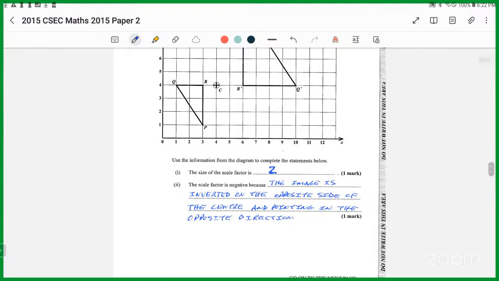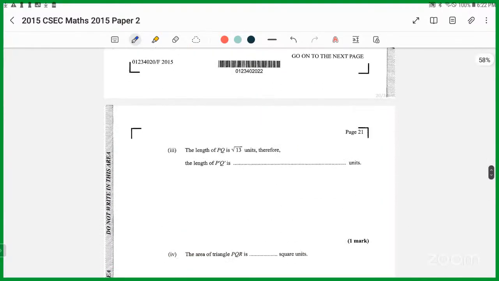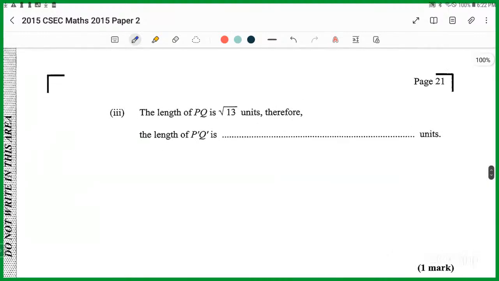Yes, sir. Alright, good. Down here it says the length of PQ is root 13. Therefore, the length of P prime Q prime. I want the length of the image. Remember, for enlargement, the length of an image is the scale factor times the corresponding length of the object. Length doesn't carry a unit of measure. So the length of P prime Q prime is K times the scale factor, and the scale factor is 2.